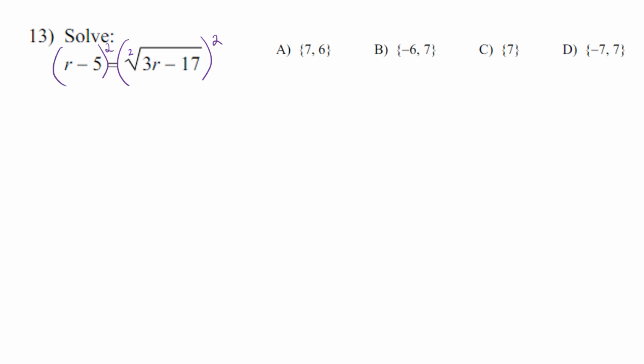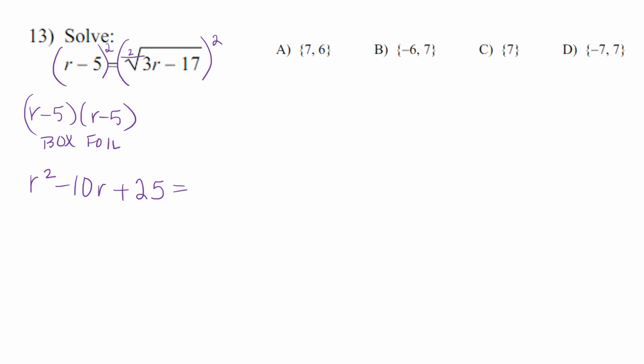You have a binomial, 2 terms on the left-hand side. So that means r minus 5, that quantity squared, means r minus 5 times itself. And you are going to either box or FOIL, whichever method you like, to multiply those two things together. I'm going to skip that step, let you guys do that work and check it on your own. You should have r squared minus 10r plus 25 equals the square root and the square on the other side of the equation undo, so that all just equals 3r minus 17.